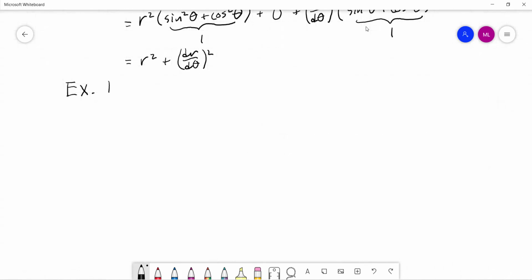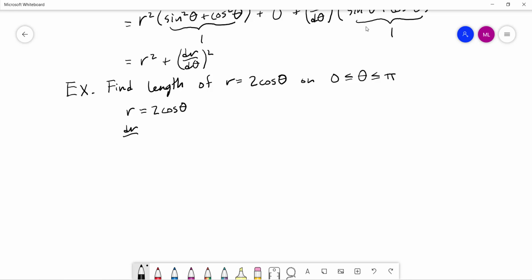Let's find the length of r equals 2 cosine of theta on 0 less than or equal to theta less than or equal to pi. Okay, so in this case, I've got my r of theta, so r is equal to 2 cosine of theta. I want dr d theta. We're going to need that as well. So what's the derivative of this? The derivative of cosine is negative sine, so I'm going to get negative 2 sine of theta.